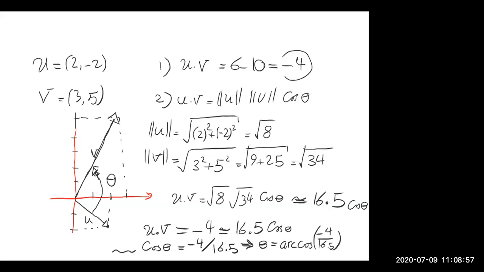And using calculator, theta in radians would be 1.8. And in degrees, it would be 104 degrees. And so although cosine is negative, theta is not negative. So that's the answer. Using calculator, we would get 1.8 radians and 104 degrees. Maybe it's good to talk about that.